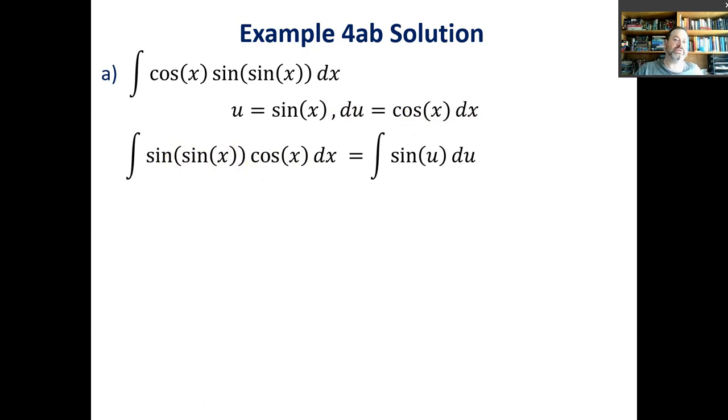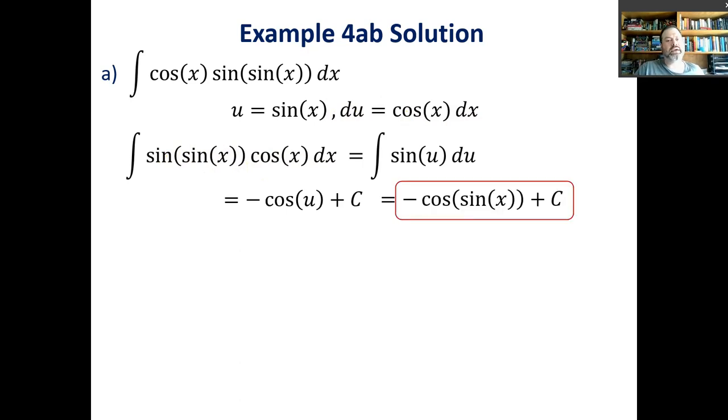Then you do an antiderivative with respect to u. That's just negative cosine of u plus c. And then you plug u back in, so you get negative cosine of sine x plus c. So that one looked pretty crazy. It's not too bad.